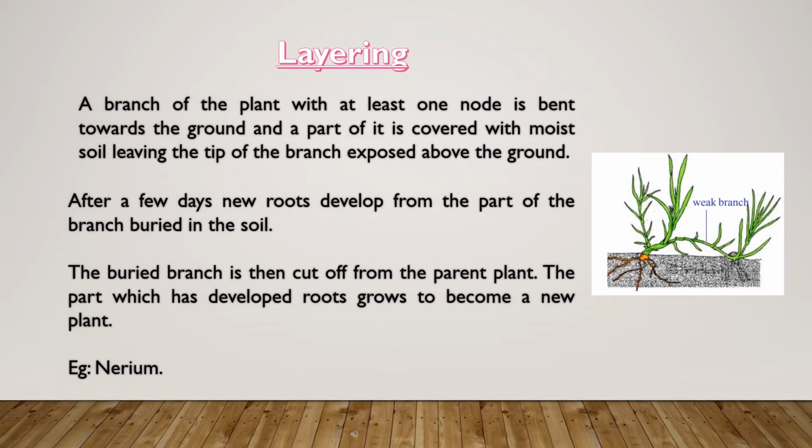In the layering process, a branch of the plant with at least one node is bent towards the ground and a part of it is covered with soil. Then it is exposed to the ground. After a few days, roots develop from the part of the branch buried in the soil. If you separate this branch, it will grow as a new plant.